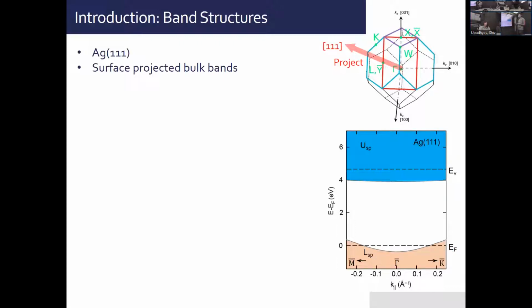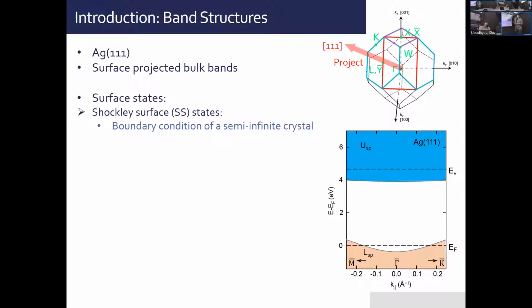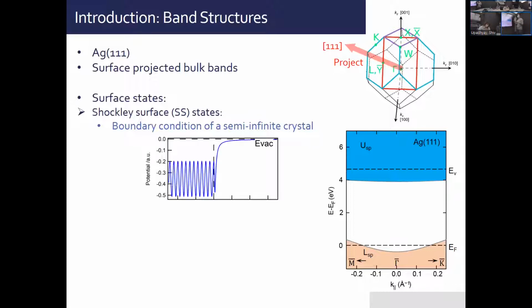Because we are studying surfaces, there will be surface-induced states. The first kind is the Shockley surface state. It arises as the boundary condition of a semi-infinite crystal. The atomic layer terminates at the interface, so there will be an induced surface potential. Solving this potential gives us the Shockley surface state. For silver 101, it is located slightly below the Fermi level.